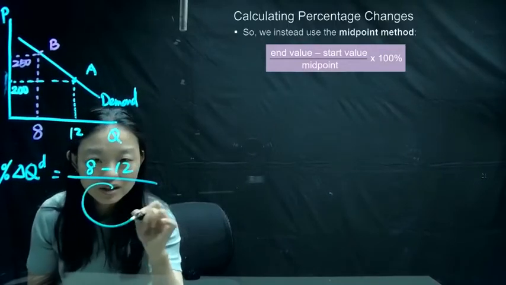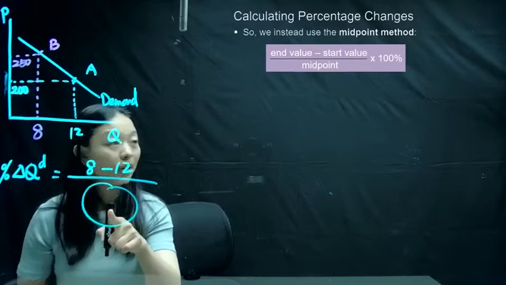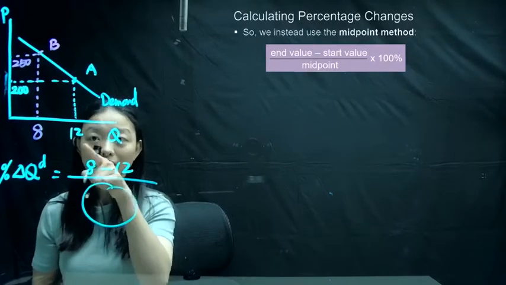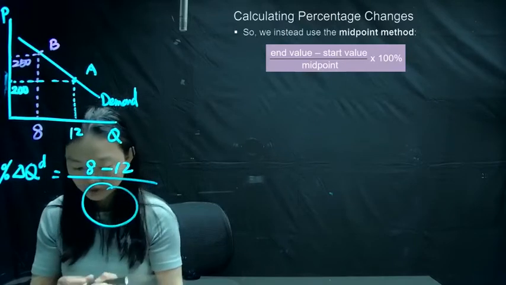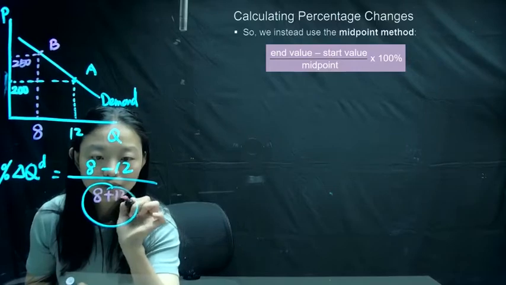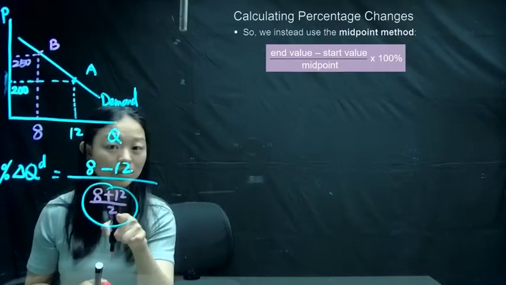Then how about the denominator here? The denominator here should be the midpoint. So how do we get this midpoint? The midpoint will be the average of these two quantities. So here we will use 8 plus 12 divided by 2. We use this number as the midpoint.